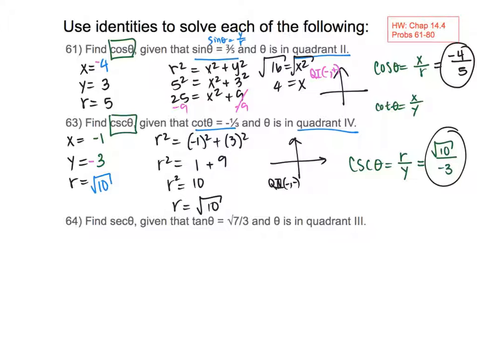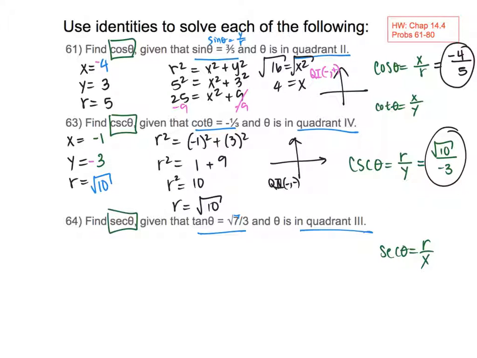And that there would be my ratio for cosecant. Okay, so our next one here, we need to find the secant, and secant is the reciprocal of cosine, so that's going to be r over x. Given that we know the tangent, so square root, and then the third quadrant.